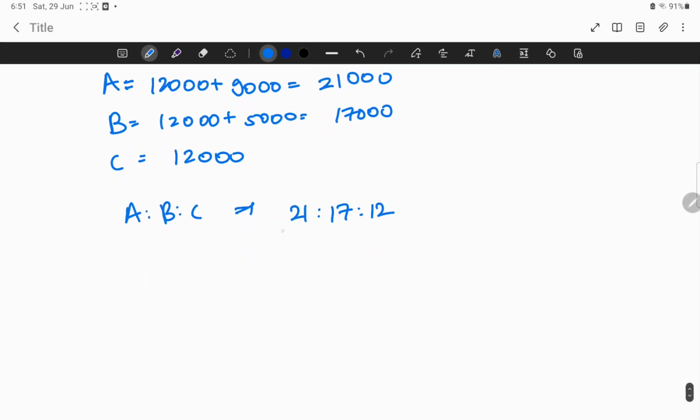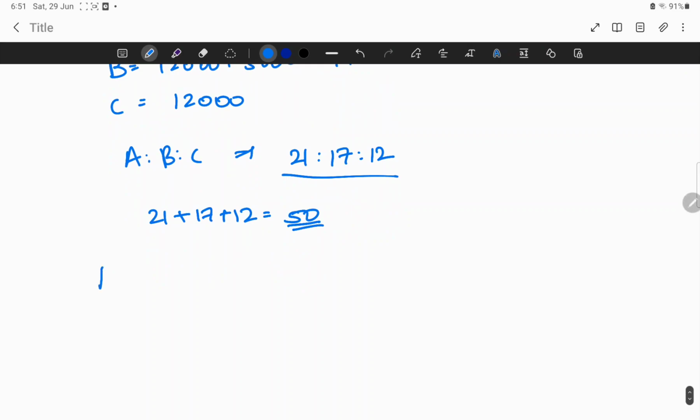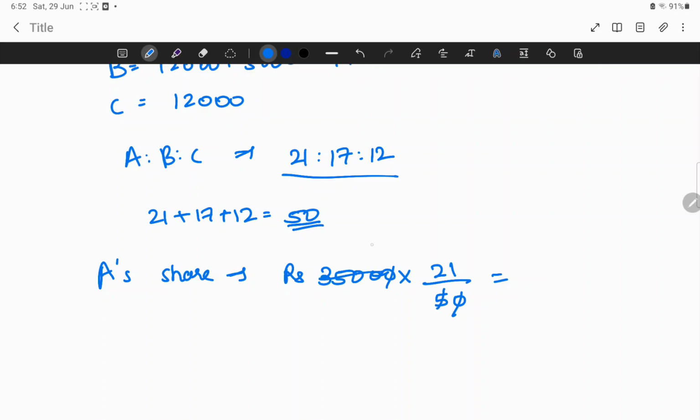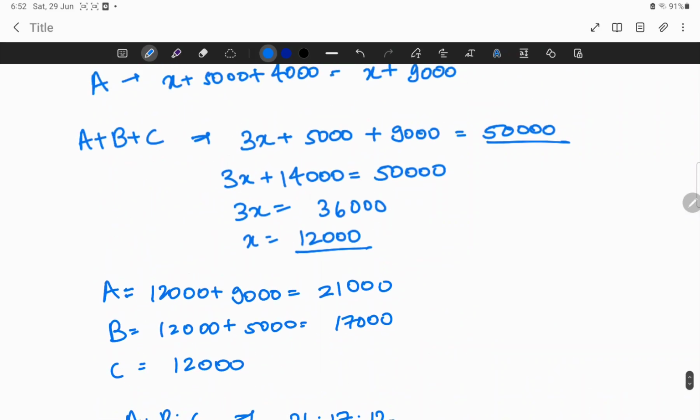So we also know that 21 plus 17 plus 12 is equal to 50, which is the total pool, out of which 21 was given by A, 17 was given by B and 12 was given by C. So A's share would now be rupees 35,000 into 21 divided by 50, because that much money A had invested, which is equal to, zeros cancel out, 5 sevens are 700, so that is rupees 14,700. So that is a basic partnership question.